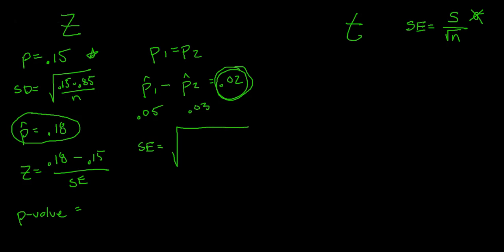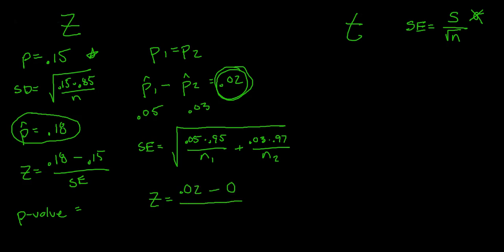The formula for standard error here is going to be looking at the two proportions. So we got the first proportion 0.05 times 0.95 divided by that sample size, whatever it may be, plus the second proportion, 0.03 times 0.97 divided by that second sample size, whatever that may be. Then your z-score is going to be your difference, which for us was 0.02, minus the difference we expected, which was 0. We expected no difference, divided by that standard error. Once again, with that z-score, you could use normal CDF to calculate your p-value.